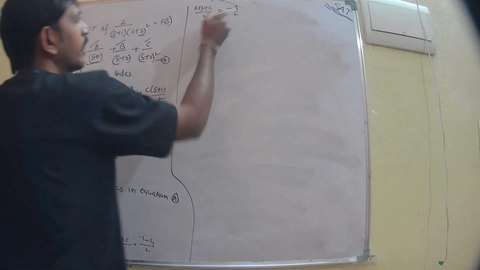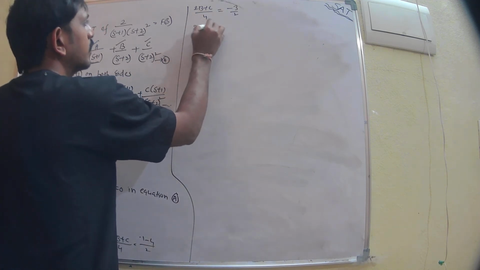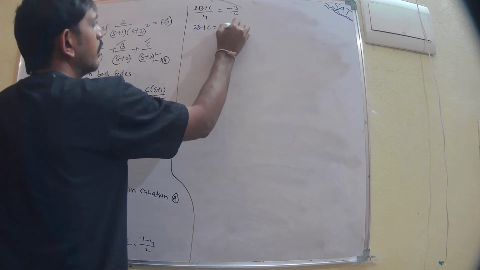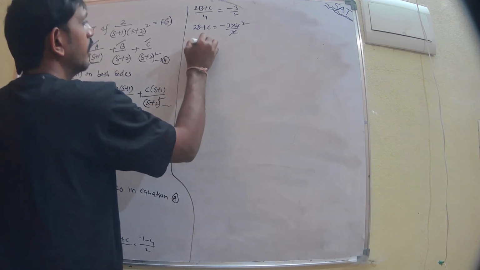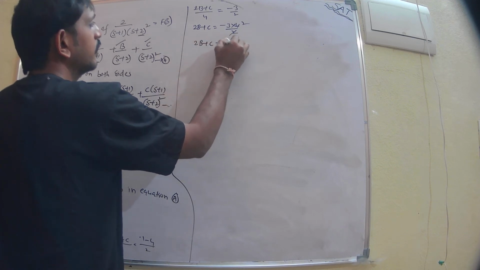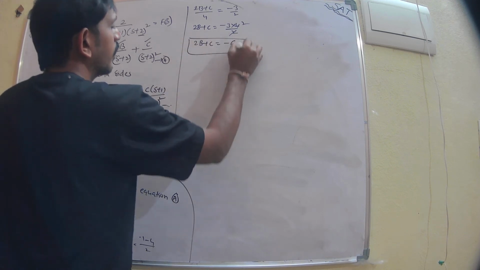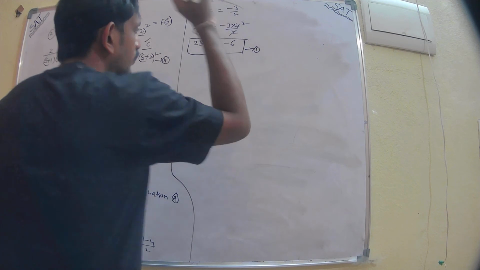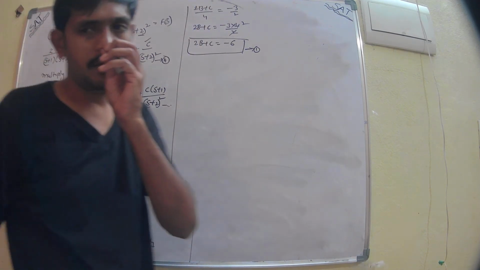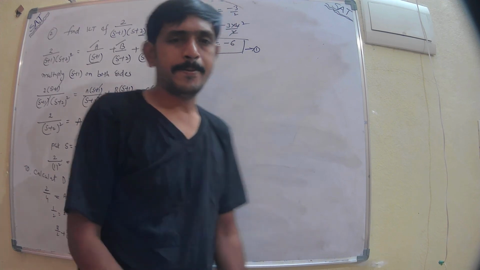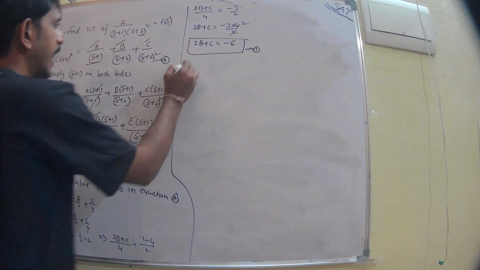So bring this side here: 2B plus C is equal to minus 3 into 4 by 2. So 2B plus C is equal to minus 6. This is equation number 1.